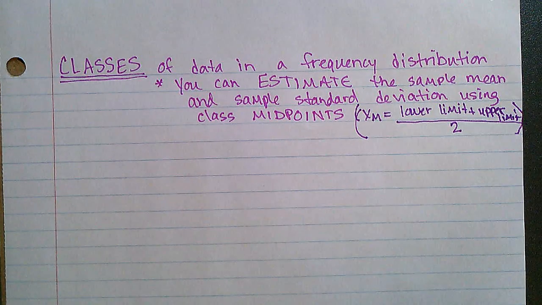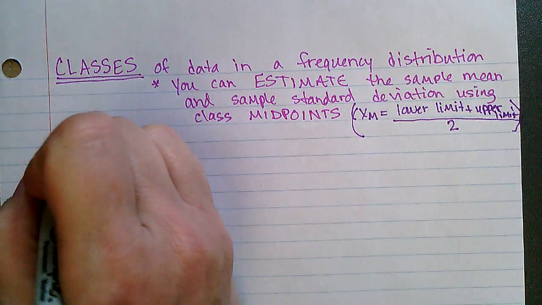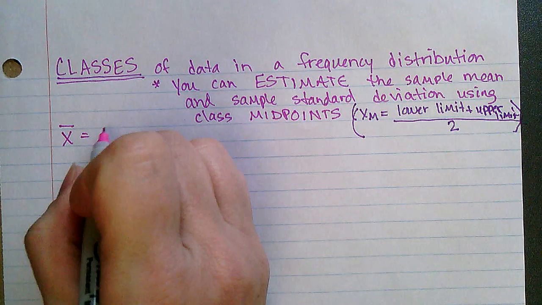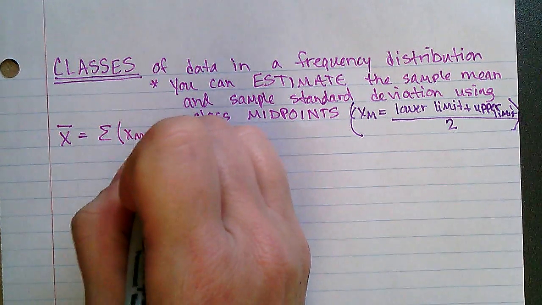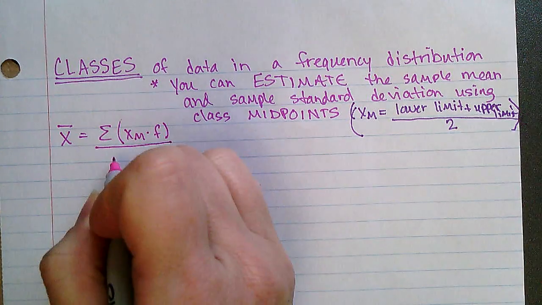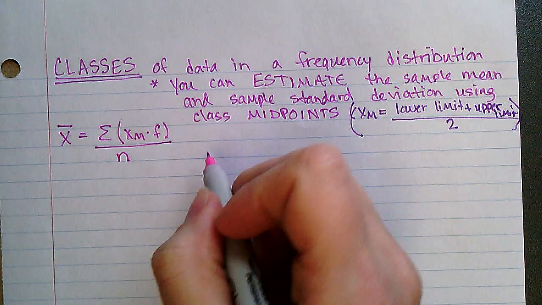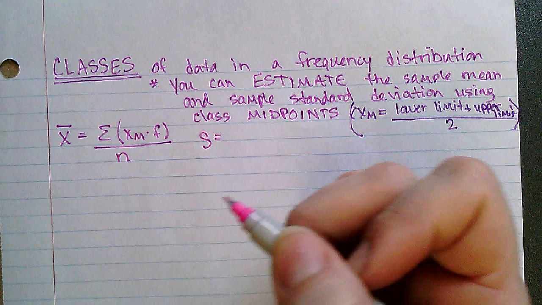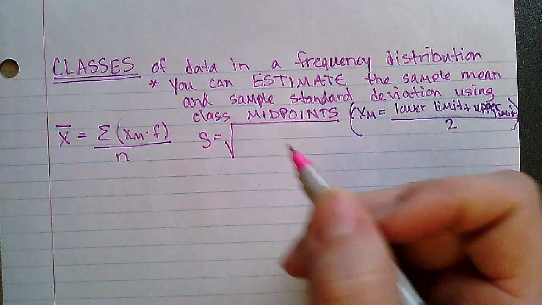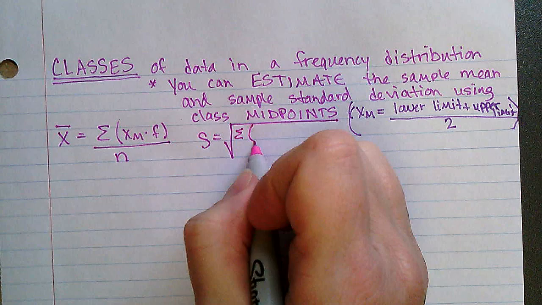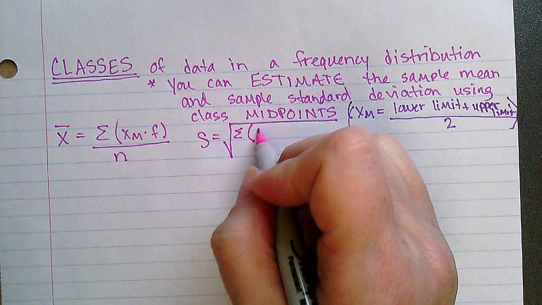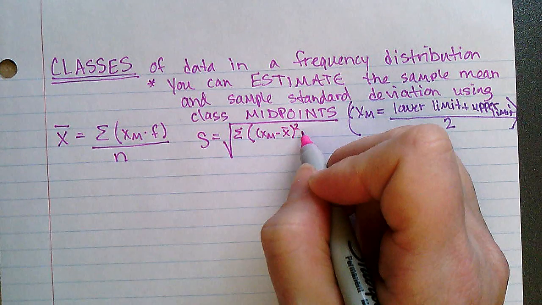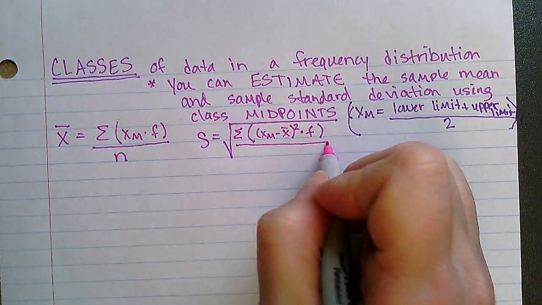So the formulas that we'll use for that, since they're samples, will be the Roman letters. So x bar equals the sum of x sub m times f divided by n. And the sample standard deviation will be s equals, it's going to be a square root thing again, the square root of the sum of x sub m minus x bar squared times the frequency, and then divided by n minus 1.